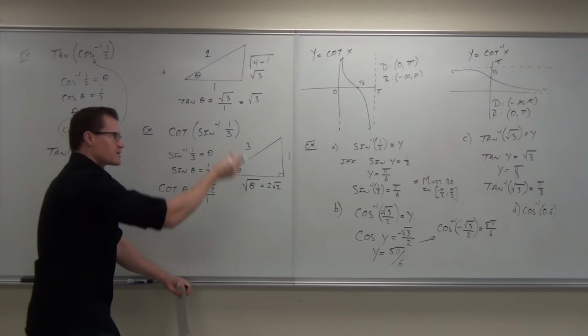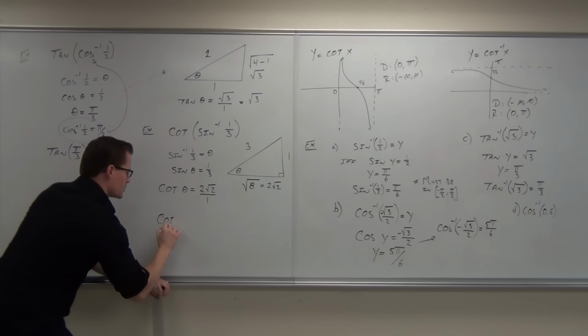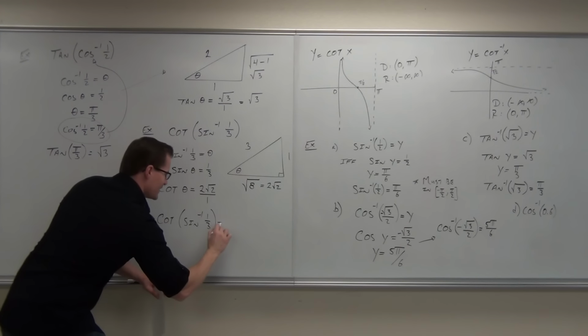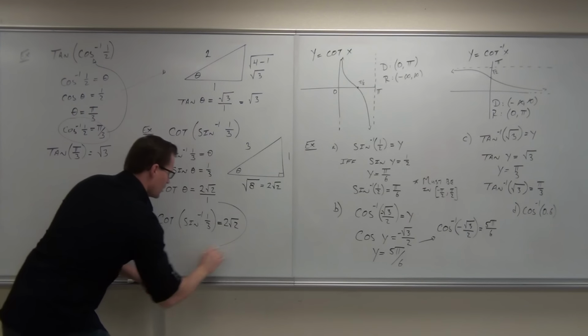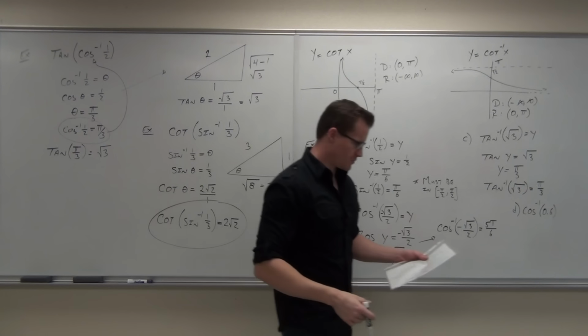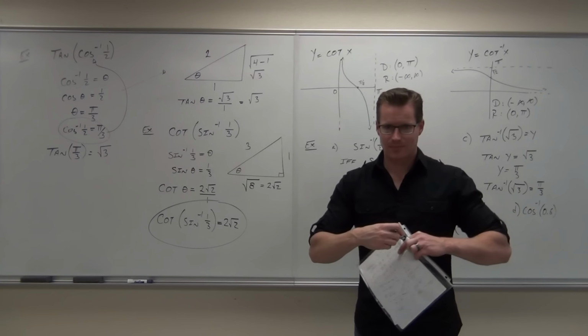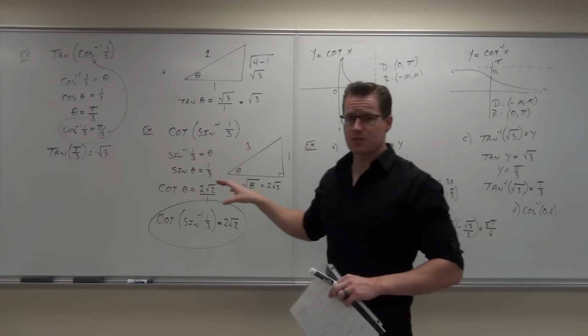What that means for us is that cotangent of sine inverse of 1/3 is 2 root 2. That's what we're required to find in this problem. Is there ever going to be any domain restrictions though when we start doing this? You do have to make sure these fit the domain.